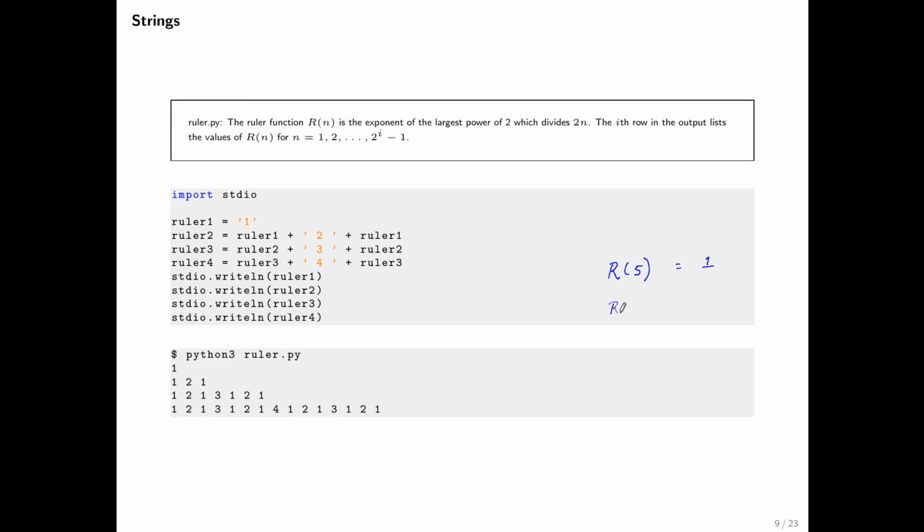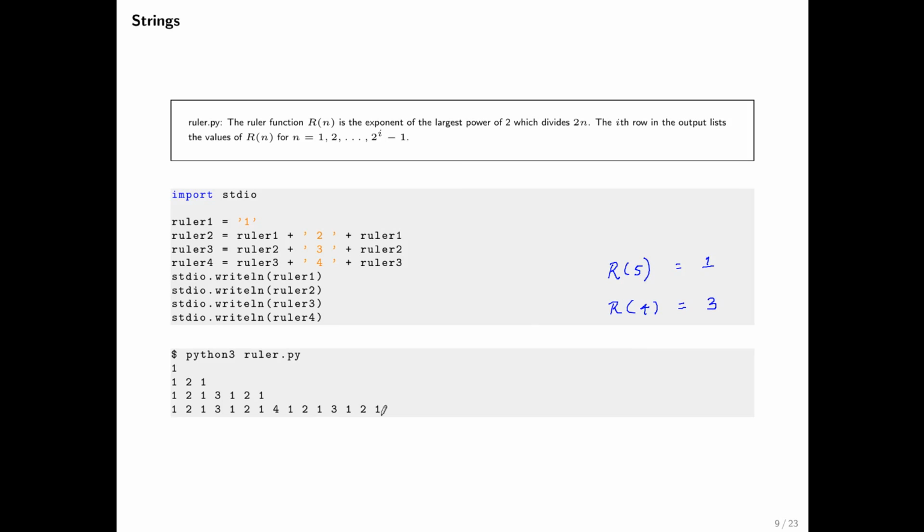What about r(4)? Well, this is going to be 3, because r(4) is the exponent of the largest power of 2 which divides 8. But what is the exponent of the largest power of 2 that divides 8? Well, it's 3, because 2 to the 3 is 8, and that evenly divides 8. Okay, so that's the ruler function.